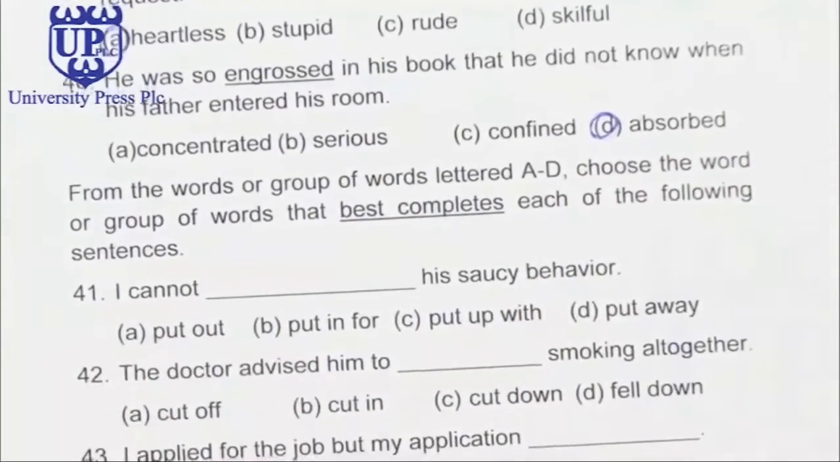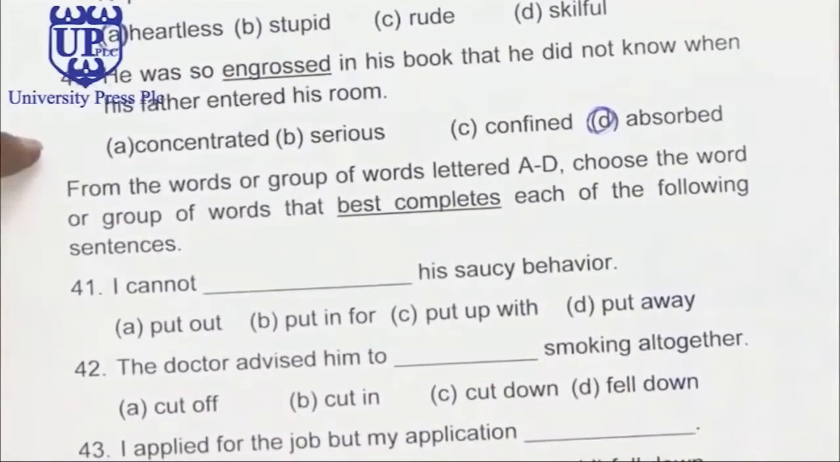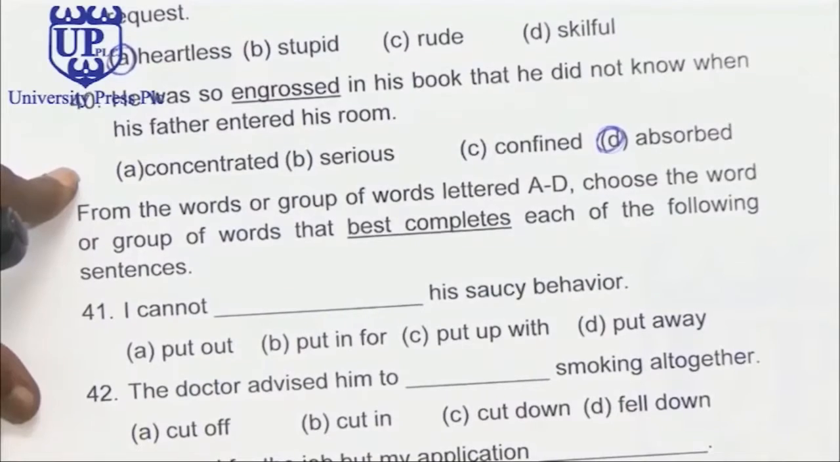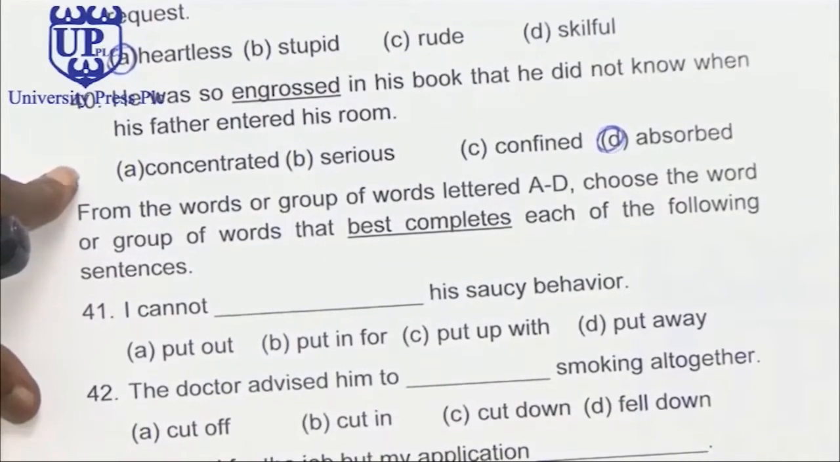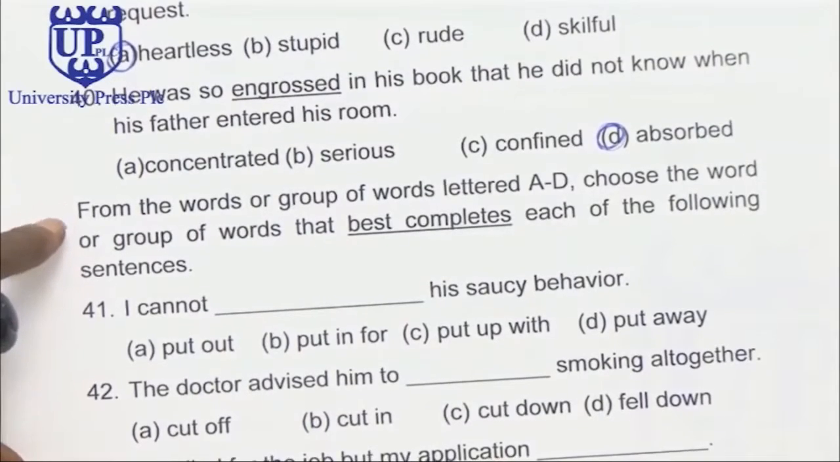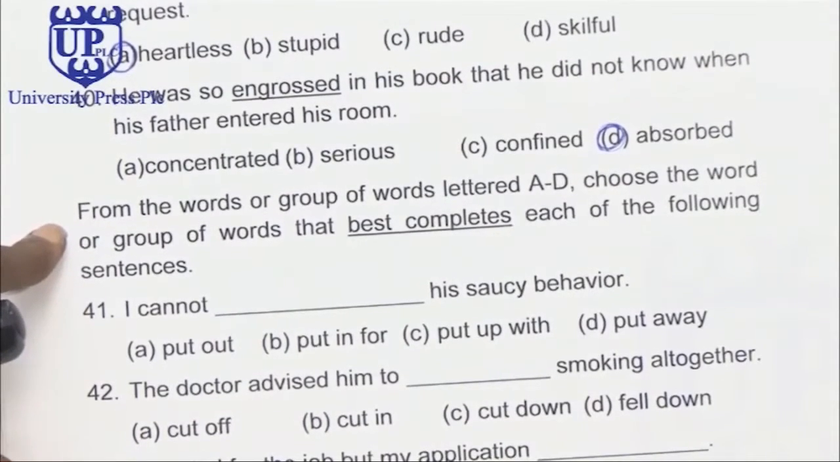That is the nearest meaning in that context. Now we have section 5. This section deals with the grammatical items, structures, and so many other things. From the word or group of words related to A to D, choose the word or group of words that best completes each of the following sentences.